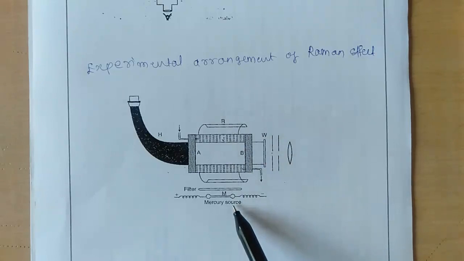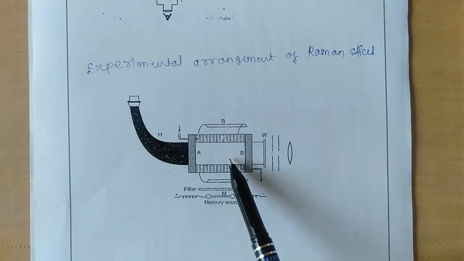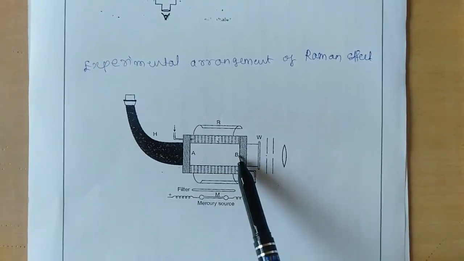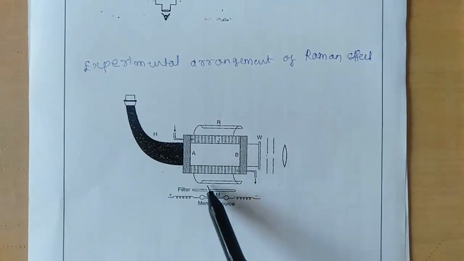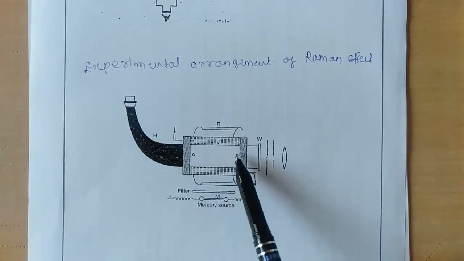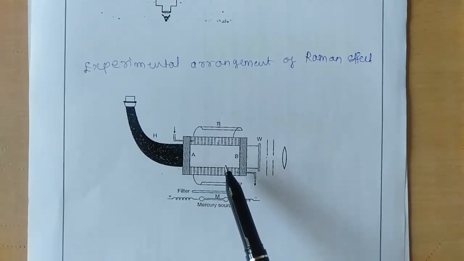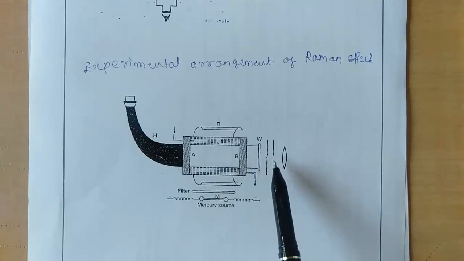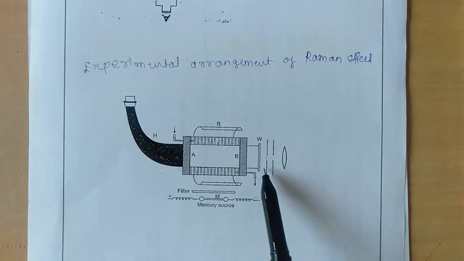When the lamp is switched on, light passes through the filter and enters the glass tube containing the benzene liquid. The filter allows only the 4358 blue light to get into the glass tube. The scattered radiation coming out is observed in a direction perpendicular to the direction of the incident light, and that can be photographed with this setup.